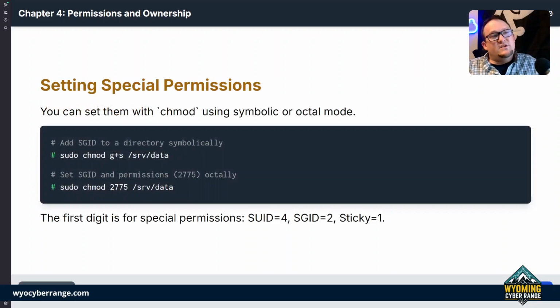So how do you set these permissions? Well, chmod, you can use symbolic or octal. And the way to do this is you can do it through the s bit for symbolic. So chmod g+s on serve data, or you can use a fourth bit in here by setting a 4, a 2, or a 1. By putting a 4, it'd be the user. By putting a 2, it's the group, and putting a 1, it's a sticky. Okay.